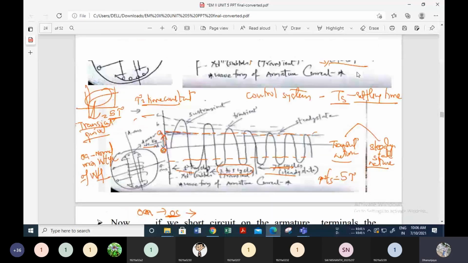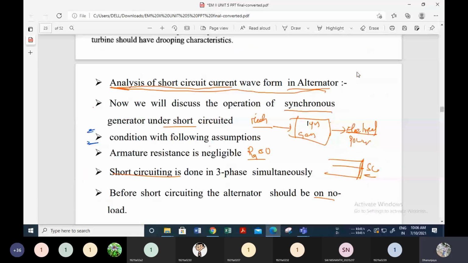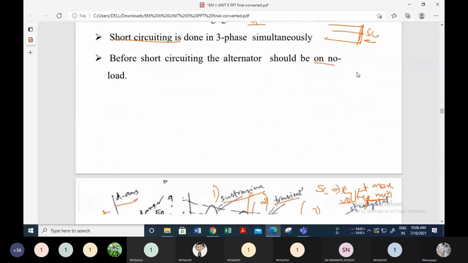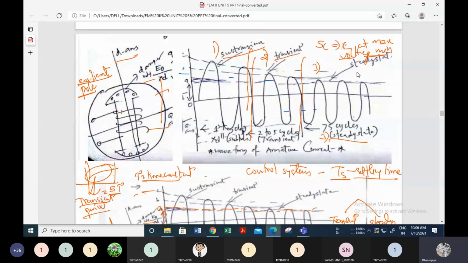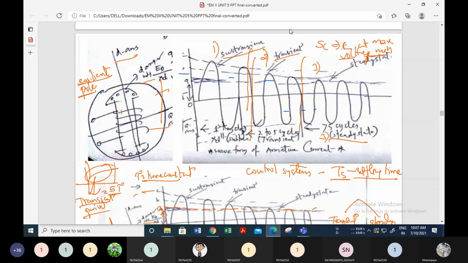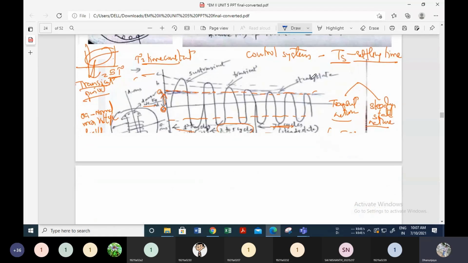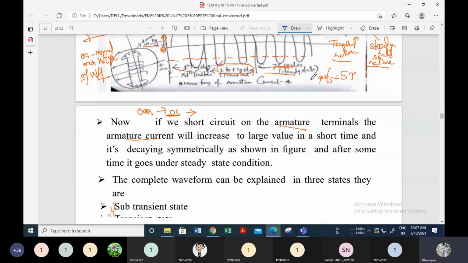Okay, so in the last class, we discussed analysis of short circuit current waveform on alternator. We discussed three cases: subtransient, transient, and steady state. We have discussed the corresponding circuits also.